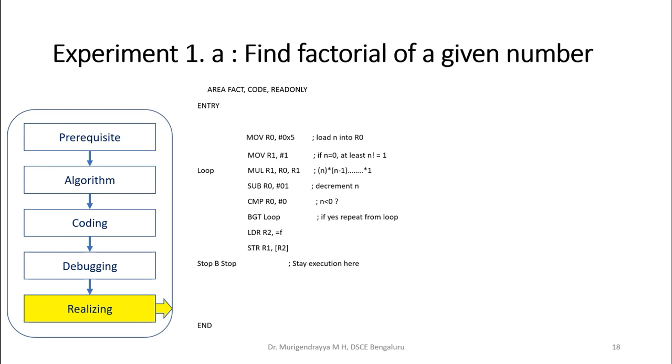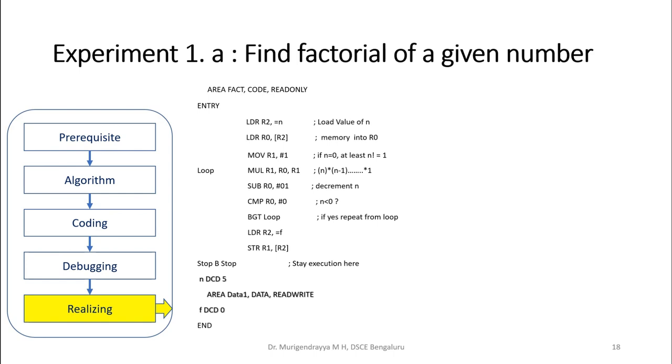You can even modify this program such that the values of n and f can be accessed from memory, as shown here. To do this modification, you have to use the directive DCD to specify n, which is a word, and initialize the value 5, and f, which is the factorial, initially defined as 0.